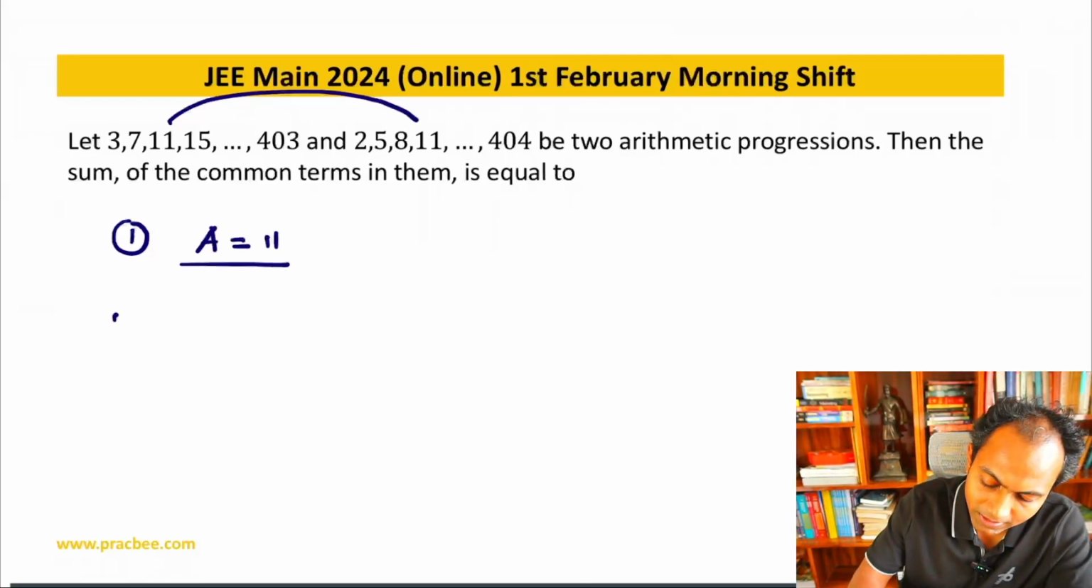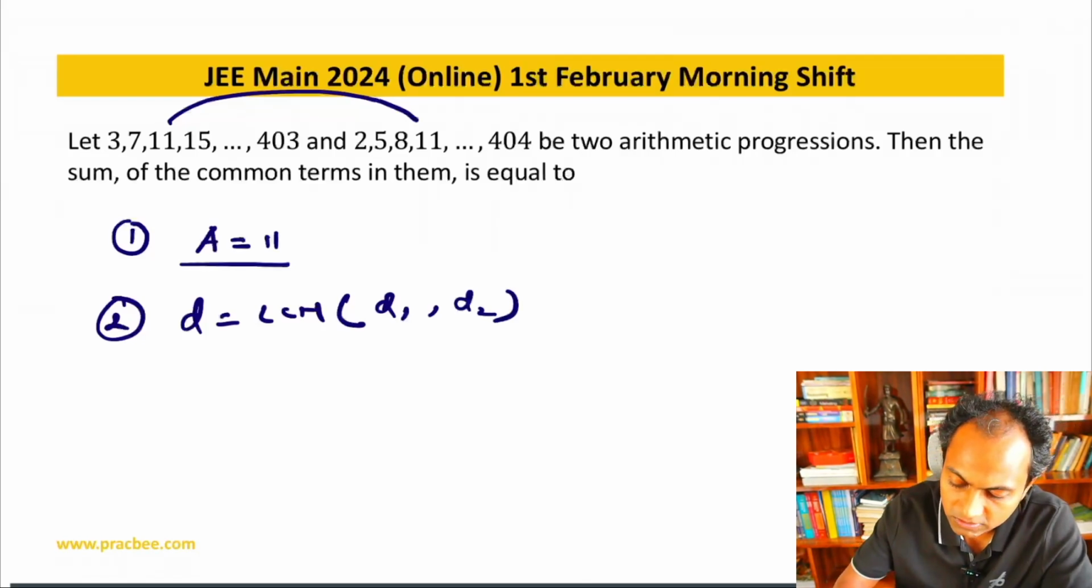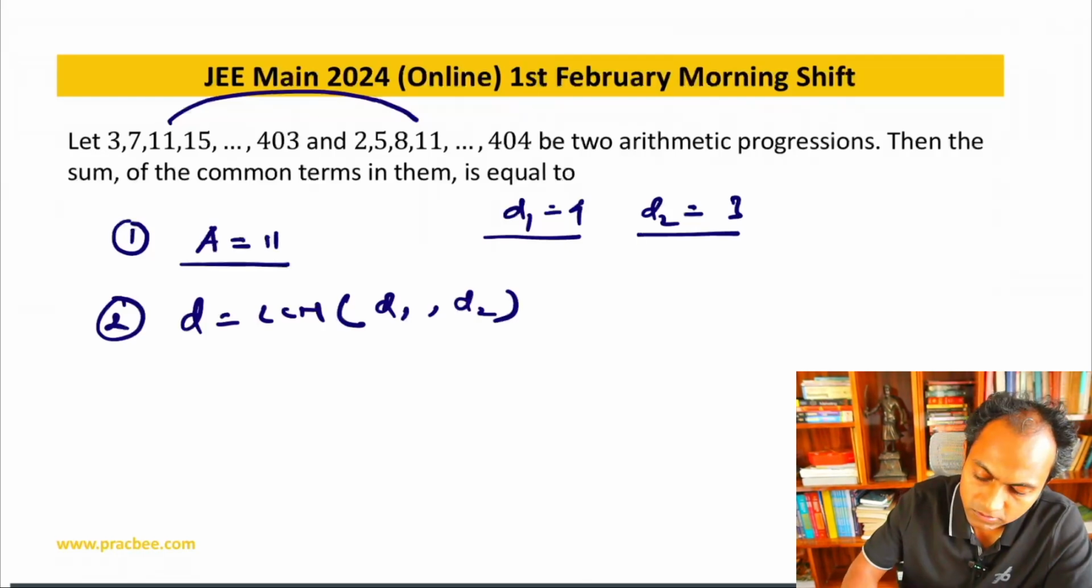If you want to find the value of d, it would be nothing but the LCM of d1, that is the common difference of the first series, and d2, that is the common difference of the second series. For the first series, d1 is nothing but 4. For the second one, d2, if I figured out, would be nothing but 3, and the LCM of this would become 12. So the answer becomes 12.